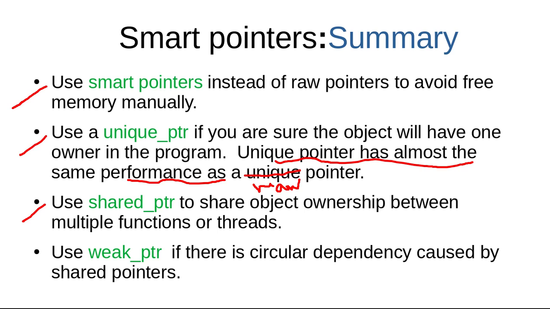Use weak pointer if there is a circular dependency caused by shared pointers. Just remember, unique pointer has slightly better performance than shared pointer. So if you are not sure there will be one owner of the object in the program, you can just use shared pointer.